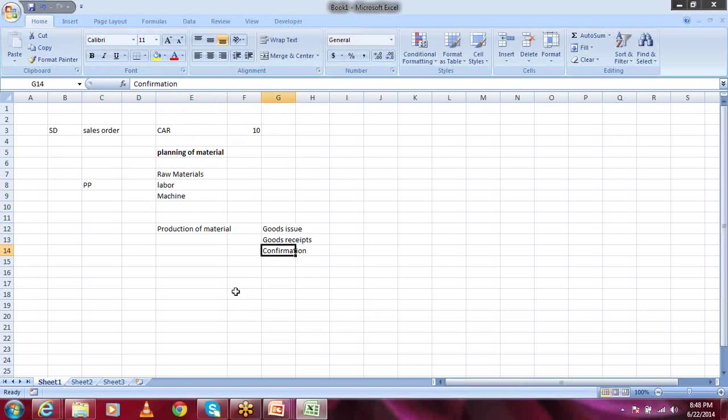Once you confirm the quantity, you will store it in a storage location. From planning and production to sending to the storage location, the total part will be handled in your PP module. These are the activities you will do in the PP module. Once the material is ready in stores, you will deliver it to the customer.